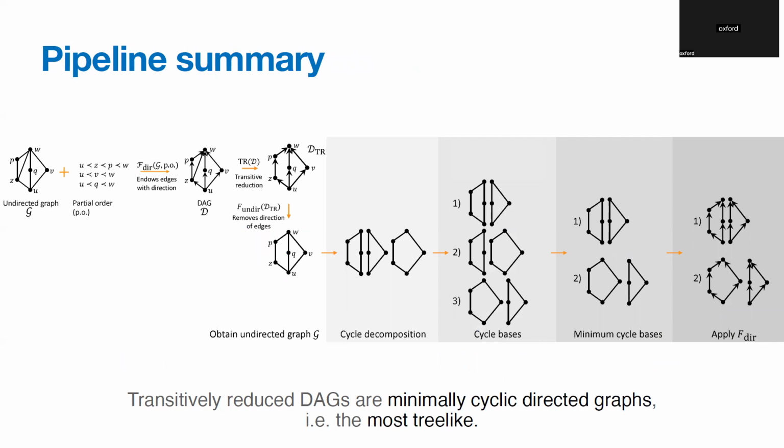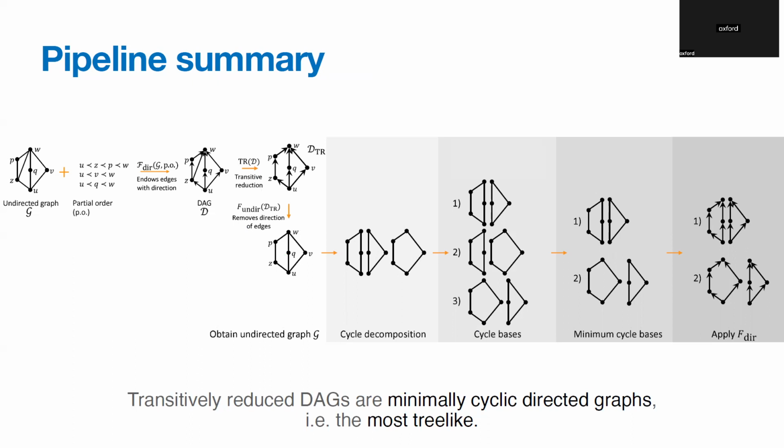So yeah, maybe I'm just going to summarize a bit the pipeline. How do we go from a graph, or a directed graph, to the minimal representation of its cyclic structure, so that's the minimal cyclic basis of the transitive reduction of a directed graph, directed acyclic graphs.